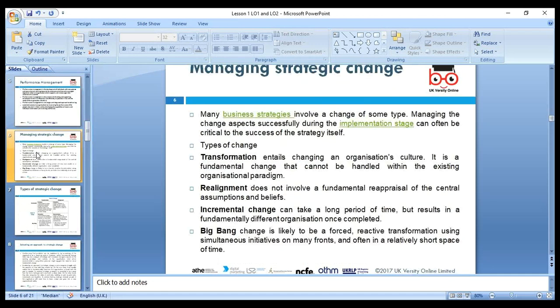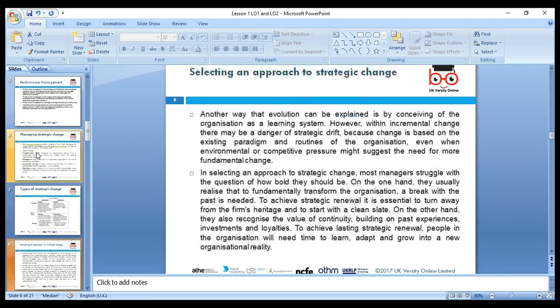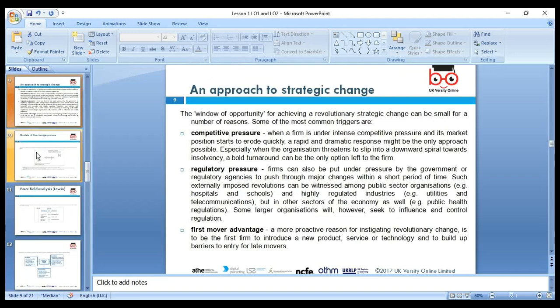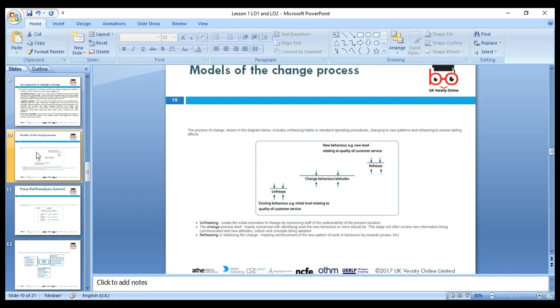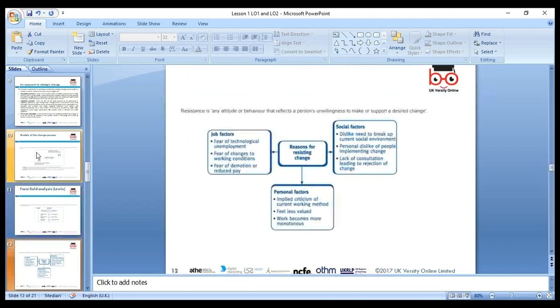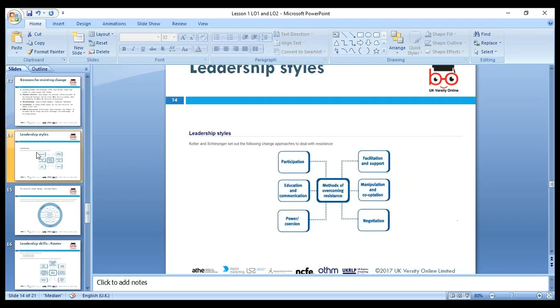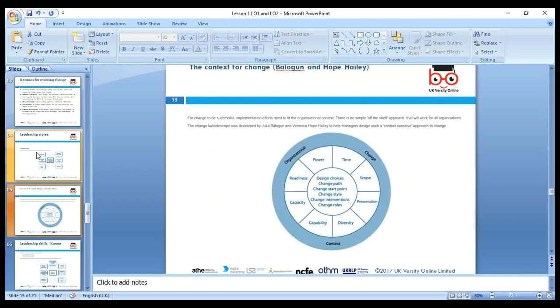We discussed performance management. We discussed how we manage strategic change and how we need to align. We discussed big bang or incremental change. We discussed approaches to strategic change: competitive pressure, regulatory pressure, first-mover advantage. That's why we want to change. We discussed the model of driving forces and constraints, those against the change, and the reasons for the change. And then we discussed the leadership style we need to adopt.